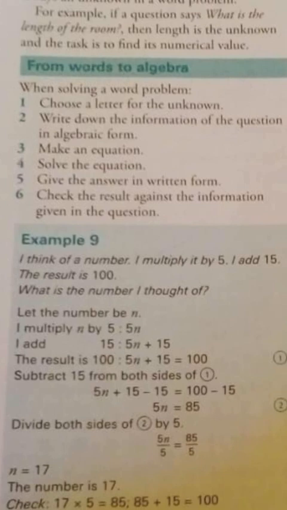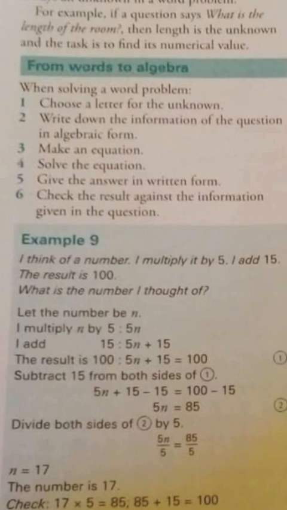They say, I think of a number. I multiply it by 5. I add 15. The result is 100. Now, how do you go about it? I think of a number that you don't know. So it is an unknown. You call it X or N or anything.